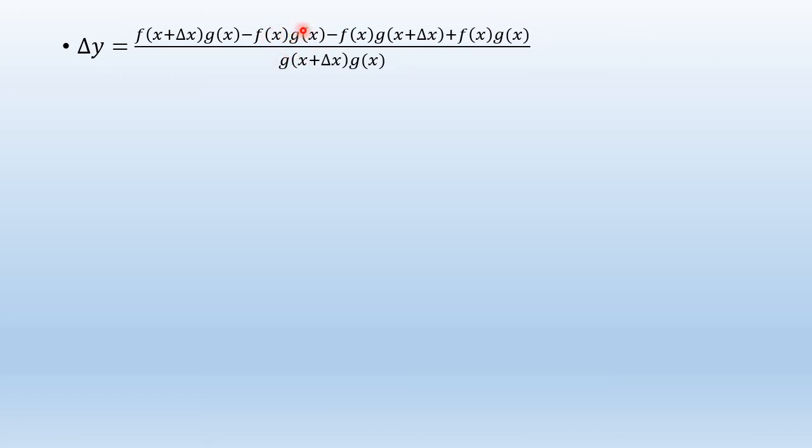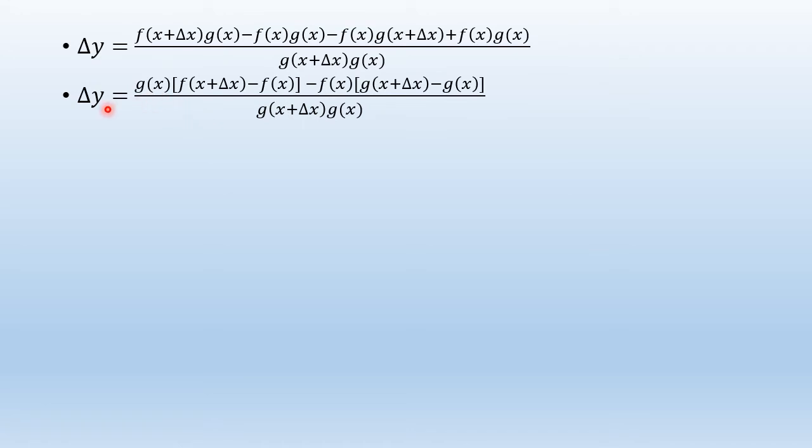Now we can see g of x is common in these two terms and f of x is common in these two terms. So we take these common and we get del y is equal to g of x multiplied by f of x plus del x minus f of x, minus f of x multiplied by g of x plus del x minus g of x, whole divided by g of x plus del x into g of x.